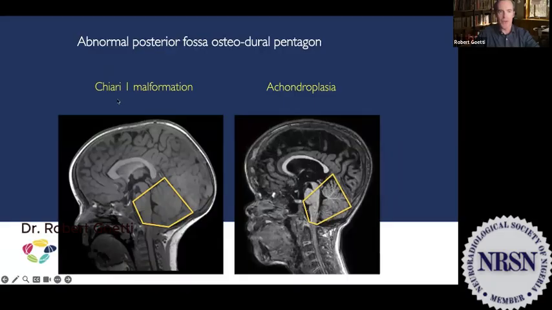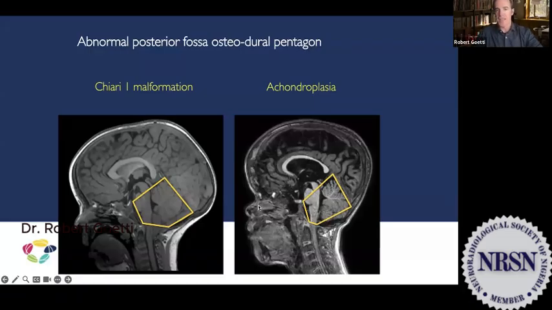So the first patient here has a Chiari 1 malformation. The Chiari 1 malformation is not a malformation of the brain, it is a malformation of the skull base. Basically it means that the skull base hasn't formed into a size that can accommodate the entire hindbrain. In this case, particularly, you can see the reason for this is there is a short clivus. If you look at the pentagon, the clivus is very short. The foramen magnum is not narrowed, and we can see the cerebellar tonsillar descent.